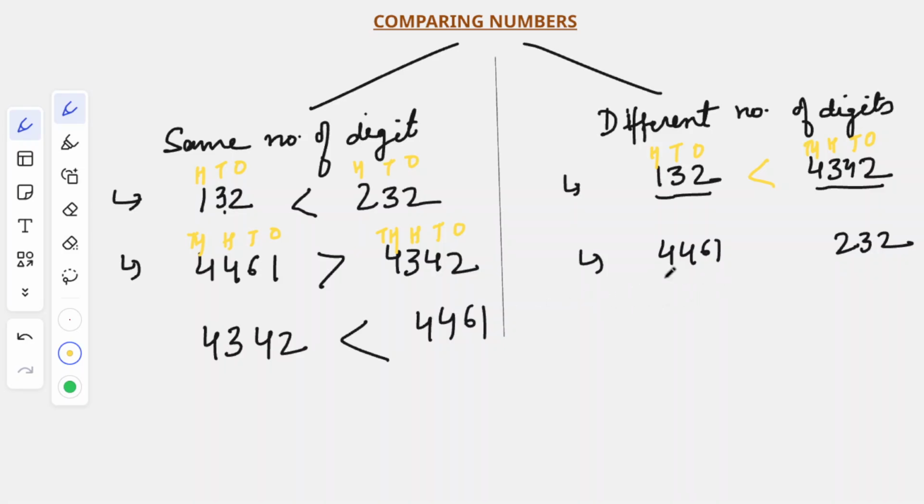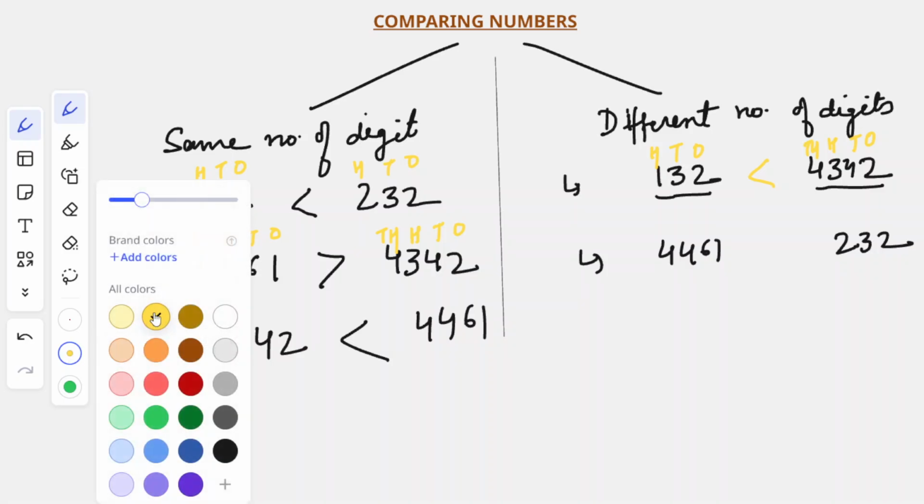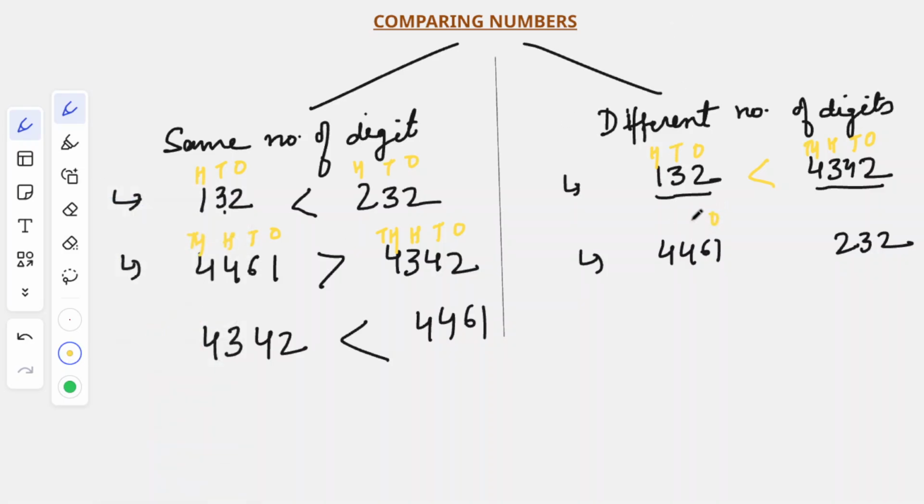Okay? In the same way here, can you solve this? Give it a try. Pause the video and think about it. Which is the greater number here? So this number has 4 digits, ones, tens, hundreds and thousands. This number has 3 digits, ones, tens and hundreds, right? So the number which has more digits, this has 4 digits. This is greater than 232. Okay.